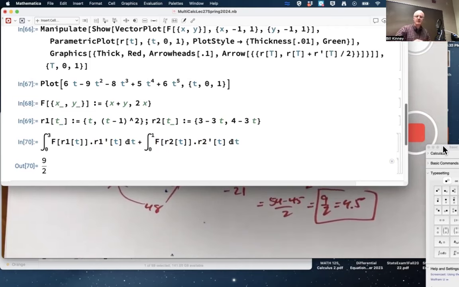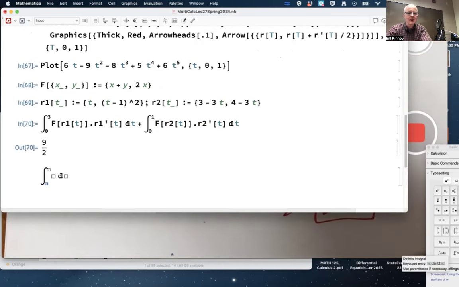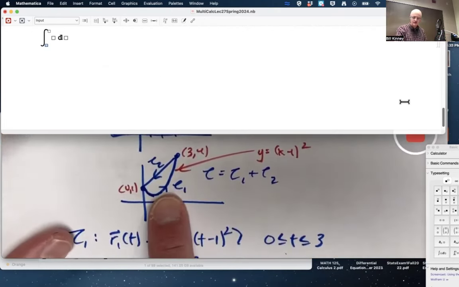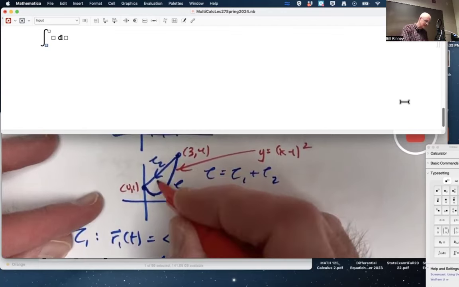How do we do this as a double integral of the scalar curl? Go back to your region there. The d is what's inside.